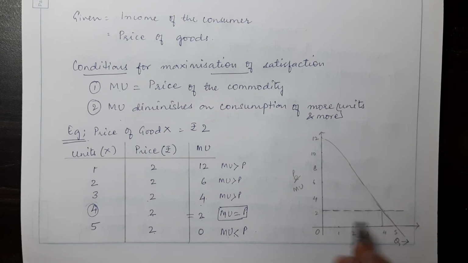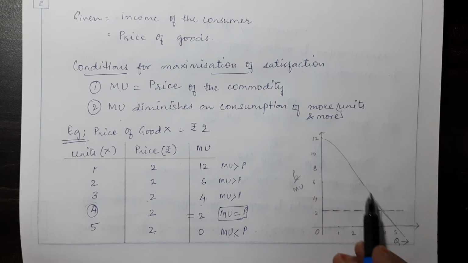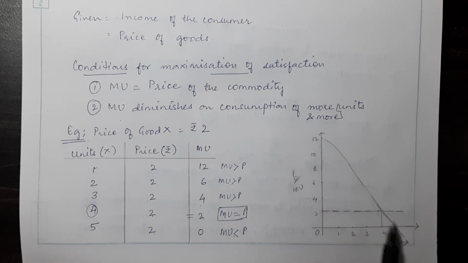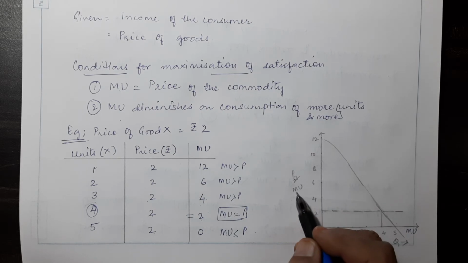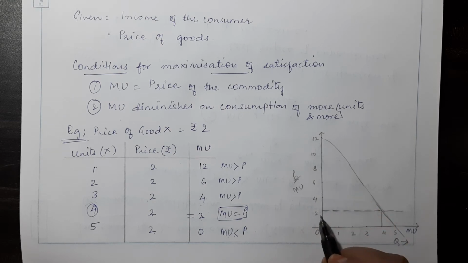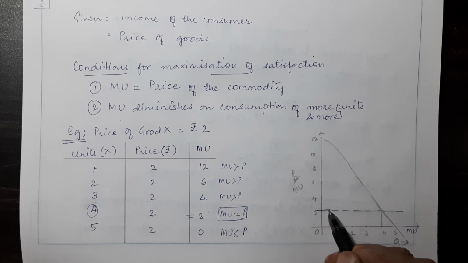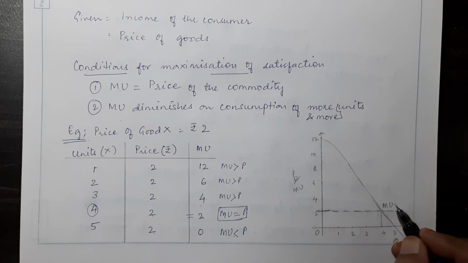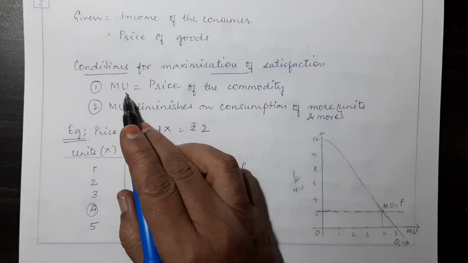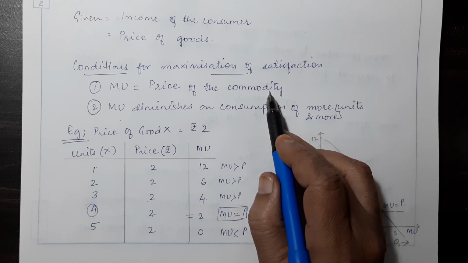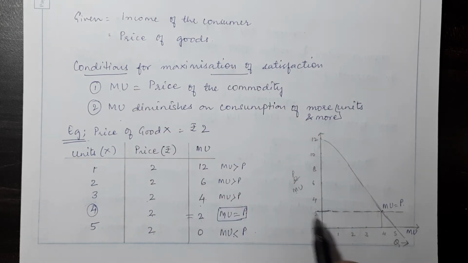Now if you try to plot it on a graph, for our convenience, I have just drawn a straight line. If you try to draw the graph for MU, this is MU. Quantity or the units are represented on the x-axis and price and marginal utility are represented on the y-axis. Then price is 2, isn't it? At which the marginal utility is equal at this point. So MU is equal to P at this point, and this we are calling maximum satisfaction because the condition is that MU should be equal to the price of the commodity to attain maximum satisfaction. This is the condition, isn't it?